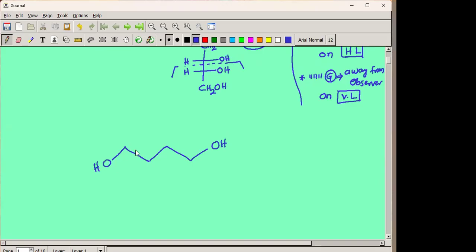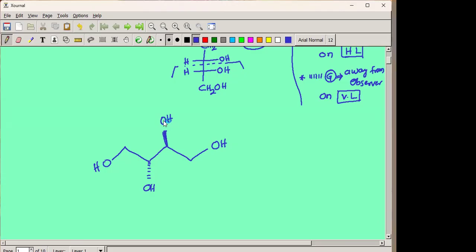Now this is CH2OH. Here this is represented with a thick line OH, and here it is represented with a dotted line OH. So simply, here the hydrogen is there. This hydrogen is the fourth priority group, which is present on the vertical line. So now give the priority to the groups which are connected to this chiral carbon atom.